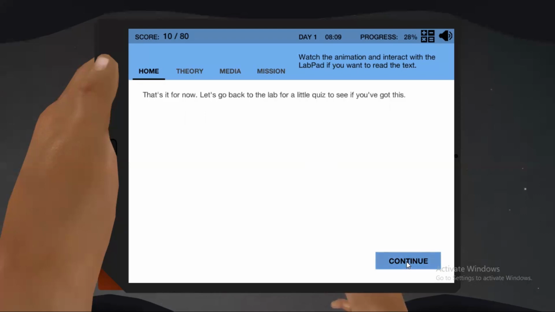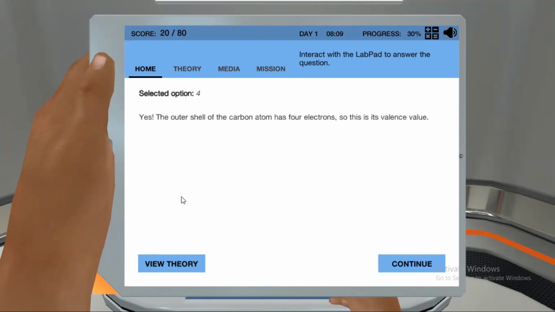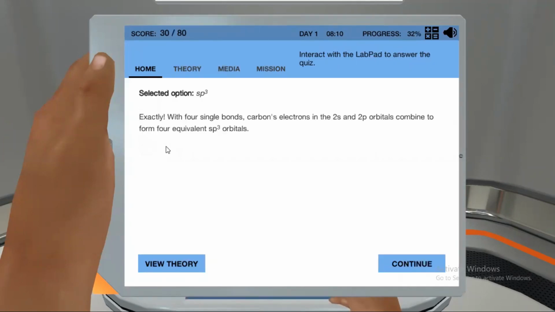That's it for now. Let's go back to the lab for a little quiz to see if you've got this. Let's see if you caught the essentials of the animation. What is the valence value of carbon? Yes, the outer shell of the carbon atom has 4 electrons, so this is its valence value. What orbital hybridization does a carbon atom have that has 4 single bonds? Exactly. With 4 single bonds, carbon's electrons in the 2s and 2p orbitals combine to form 4 equivalent sp3 orbitals.